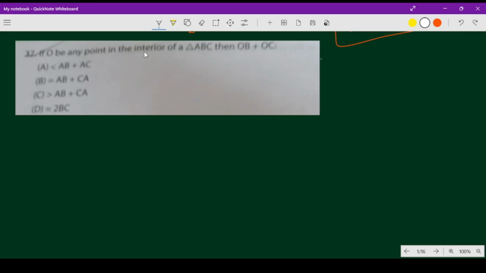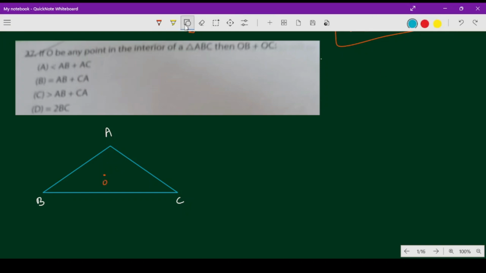If O is any point in the interior of triangle ABC, then we need to find whether OB plus OC is less than AB plus AC, equal to AB plus CA, greater than AB plus CA, or equal to BC. So let's take a triangle ABC, and take any point O in the interior of this. Let's say O is over here.